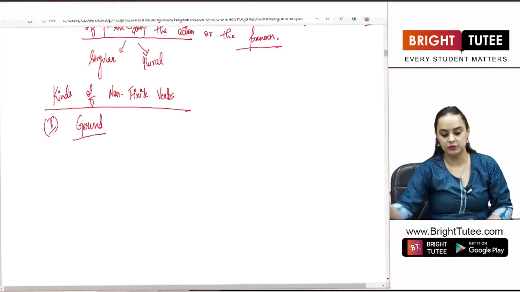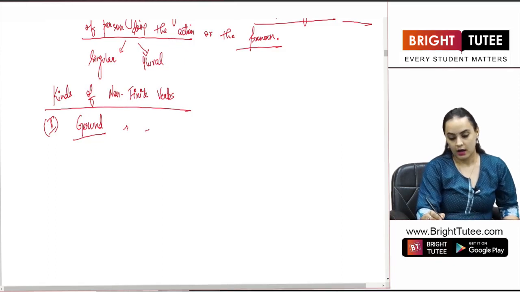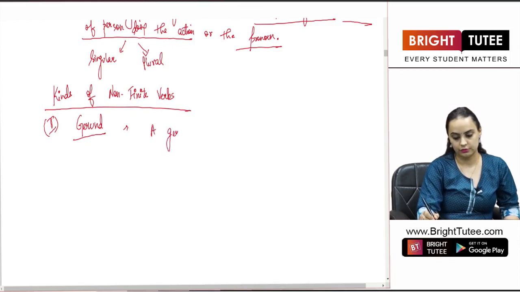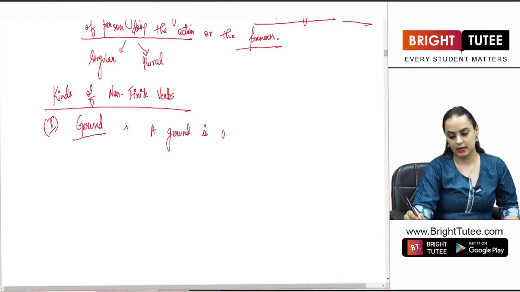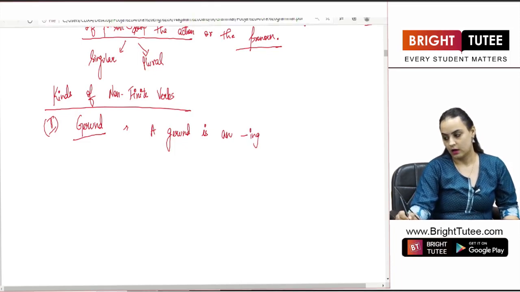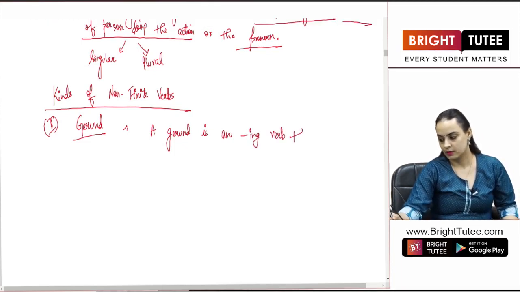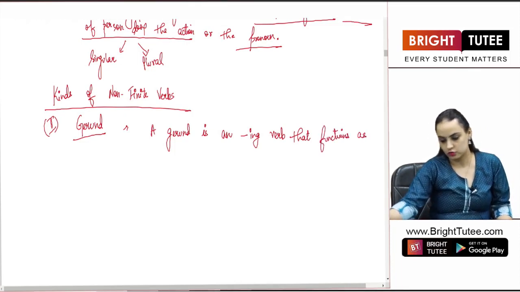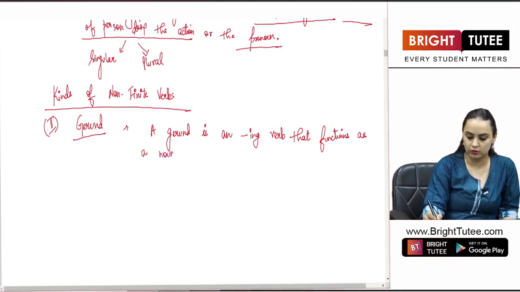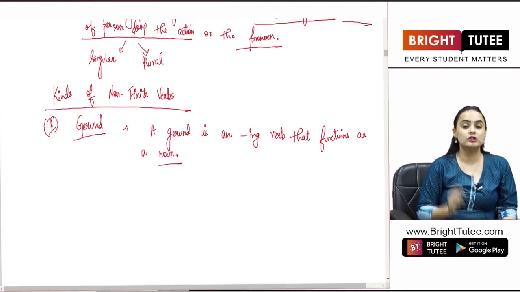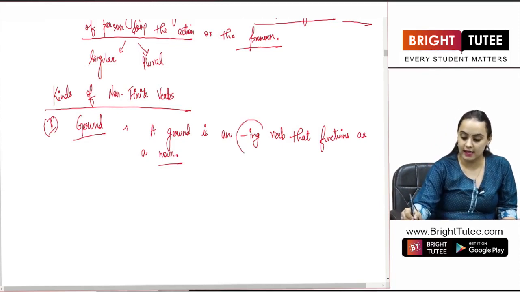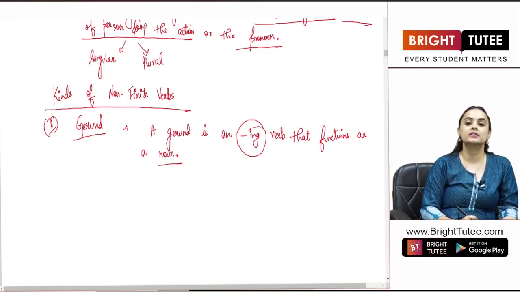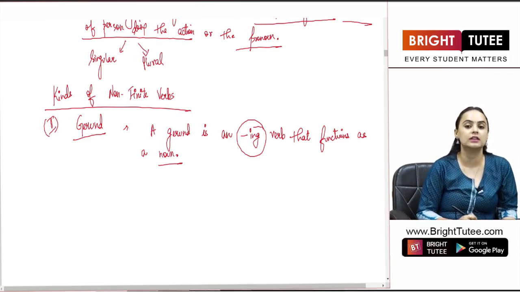Now what are gerunds? Gerunds are ing. A gerund is an ing verb that functions as a noun. So what is gerund? Gerund is a verb which has an ing at the end of it and it will act as a noun. It will function like a noun.